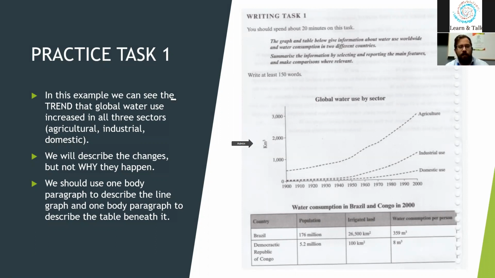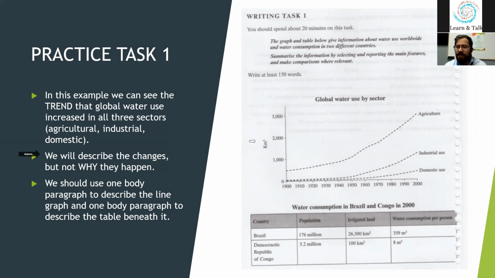In this example, we can see the trend that global water use increased in all 3 sectors: agricultural, industrial, and domestic. That's the general trend. The water use has increased from 1900 to 2000. We will describe the changes, but not why they happen.